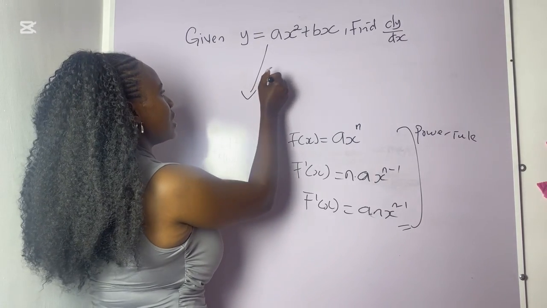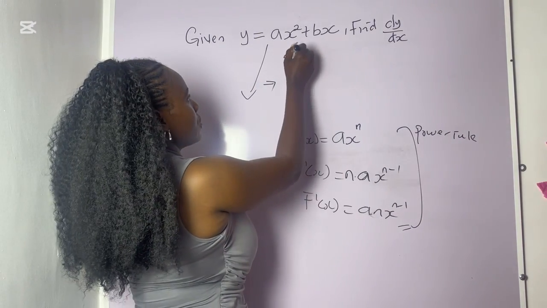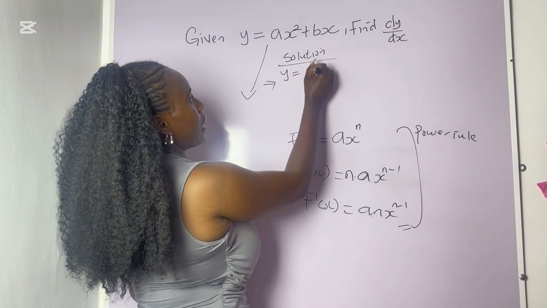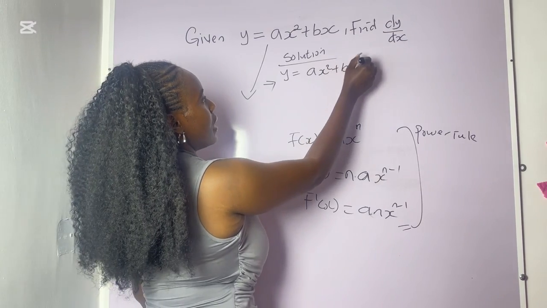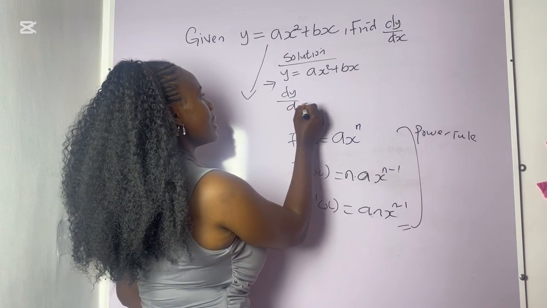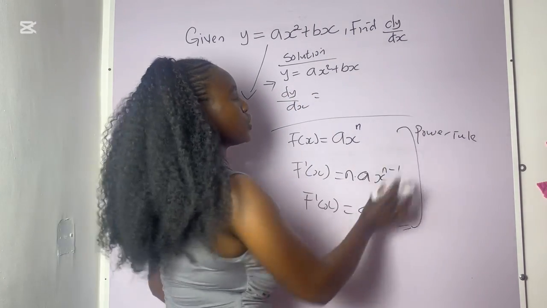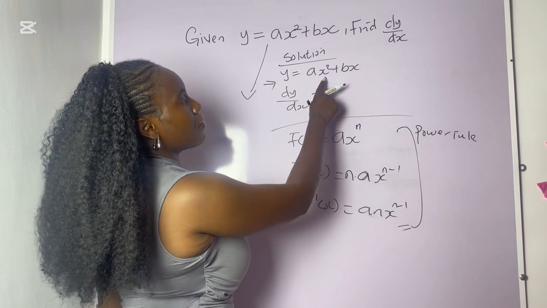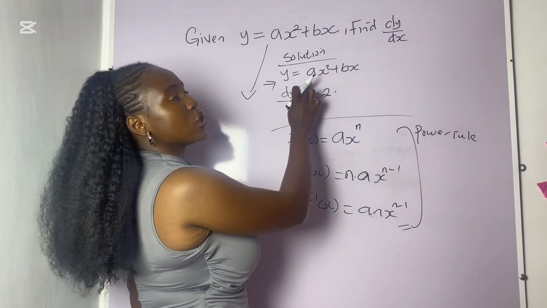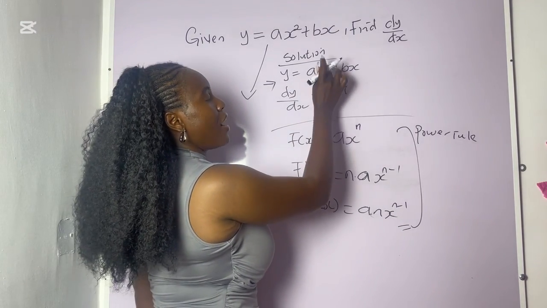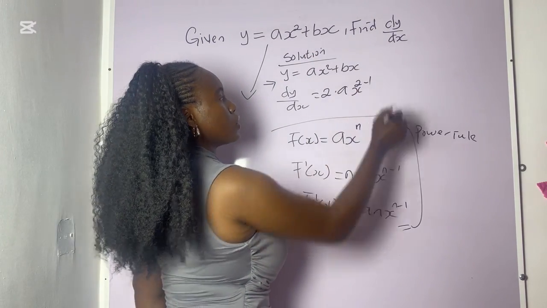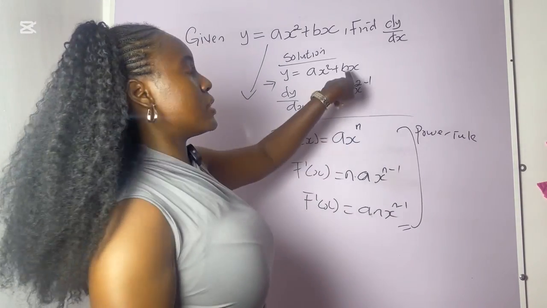Now back to our agenda for today. Solution: you're given y equals ax squared plus bx. You have to find dy/dx. Simple. dy/dx, based on this power rule that I just taught you. Now, the power of the variable here is 2. So 2 will multiply the coefficient of x, which is a. 2 times a. Then you have the variable itself, x. Then for the power, you subtract 1 from the power of the variable. So 2 minus 1.